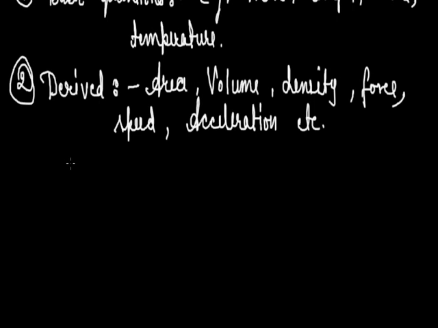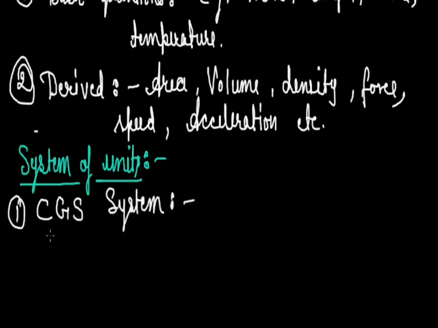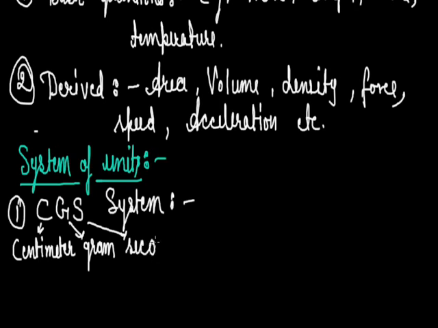Next, systems of units. First, CGS. In the CGS system, C represents centimeter, G represents gram, and S stands for second. Means in this system of units, length is measured in centimeter, mass in gram, and time in second. Now next is FPS.